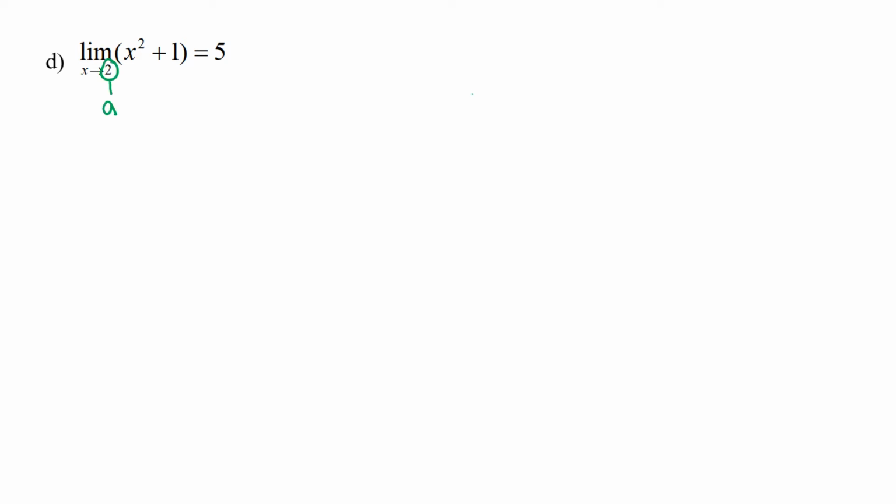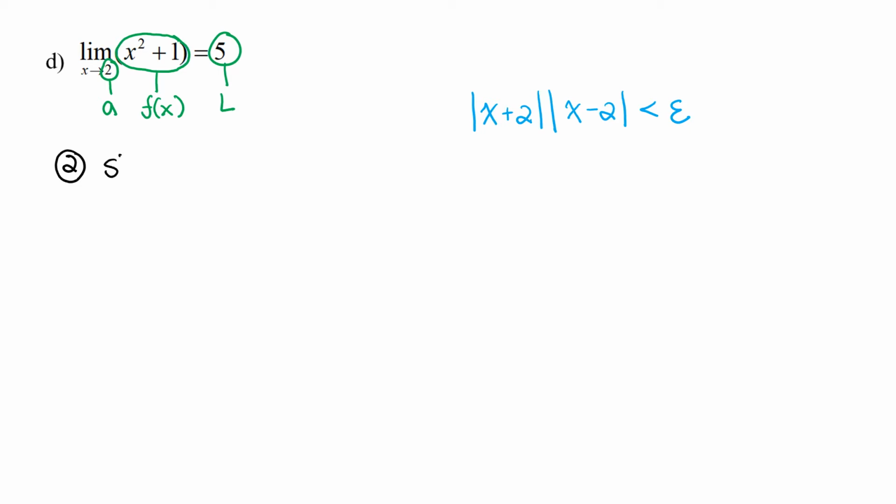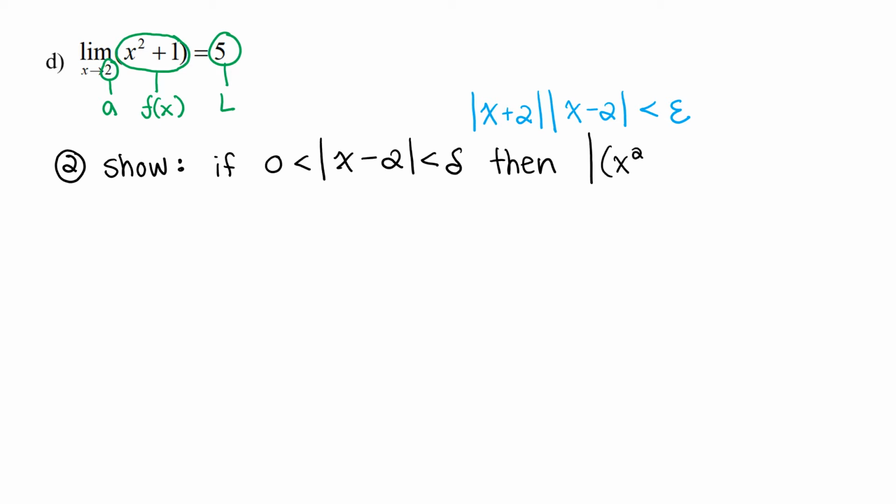So this 2 is our a, the x value we're approaching. Our function f of x is x squared plus 1, and the limit we're approaching is 5. So we're trying to show in step 2 that if 0 is less than the absolute value of x minus a, so x minus 2 is less than delta, then the absolute value of f of x, so x squared plus 1 minus L, which is 5, is less than epsilon. And we want to show that this relationship is true no matter what we make epsilon.